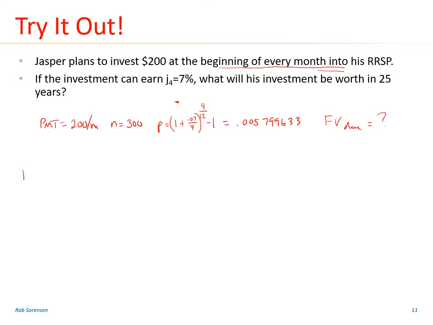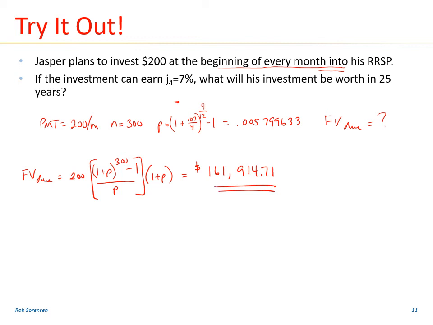Let's go ahead and plug that into our formula. The future value due is going to be 200 times 1 plus P, no need to rewrite it if we've got it written down once already, to the power of 300 minus 1 over P, times 1 plus P. Plug all that in there, and I'm hoping you came up with $161,914.71. That's the future value due for a general annuity due.